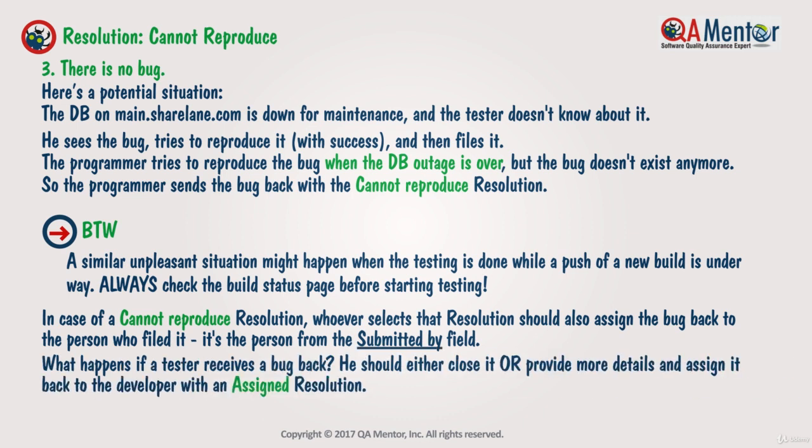What happens if a tester receives a bug back? He should either close it or provide more details and assign it back to the developer with an assigned resolution. See Bug Vault bug number 9. Pay attention to change history.